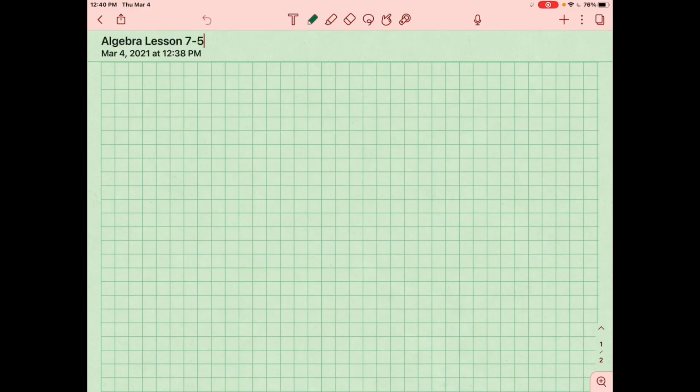Hi guys, this is Algebra lesson 7-5. It is called, here, let's write this down because you're writing it in your notes. Lesson 7-5, and it is called Exponential Functions.